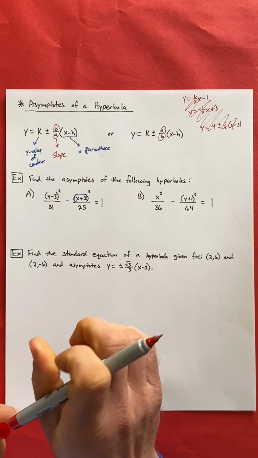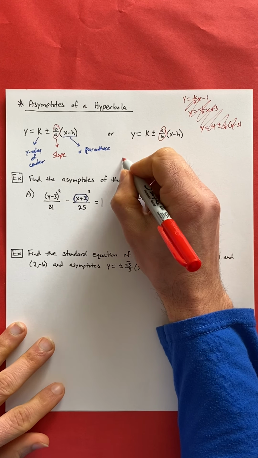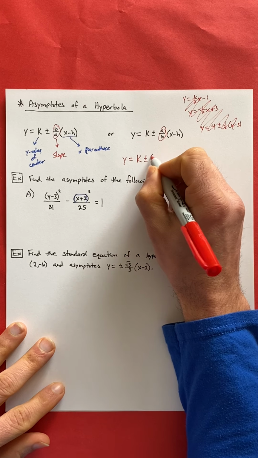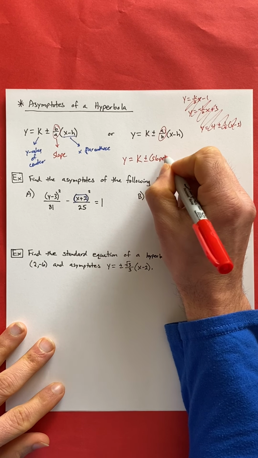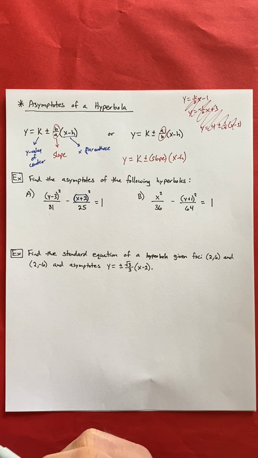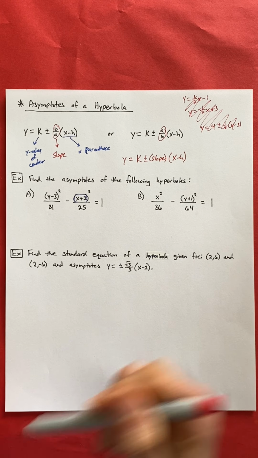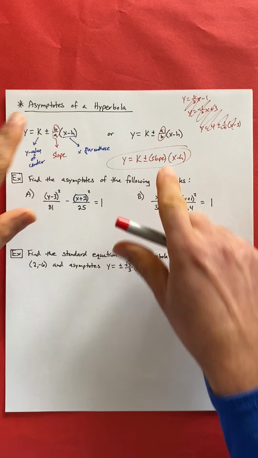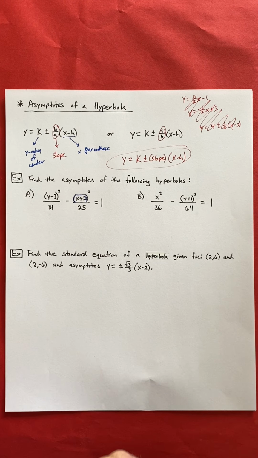So if you were going to actually memorize this as an equation, this is what I would recommend that you memorize. It's y is equal to k plus or minus, I would just say slope, and then it's times the quantity x minus h. And that would be one nice equation. They are basically saying the exact same thing. I'll tell you why it's b over a and a over b. It just depends on the equation that you're looking at.